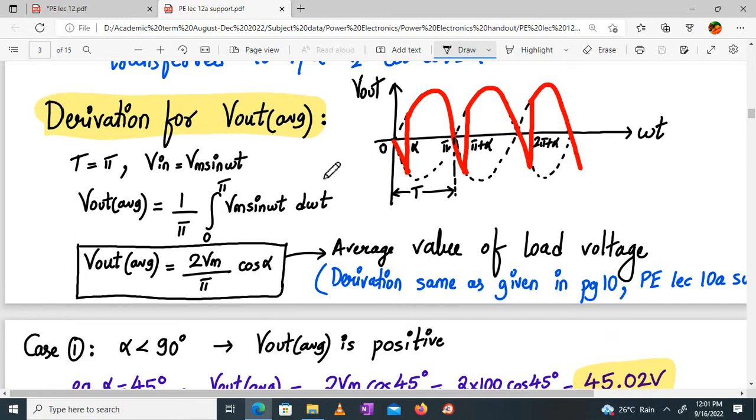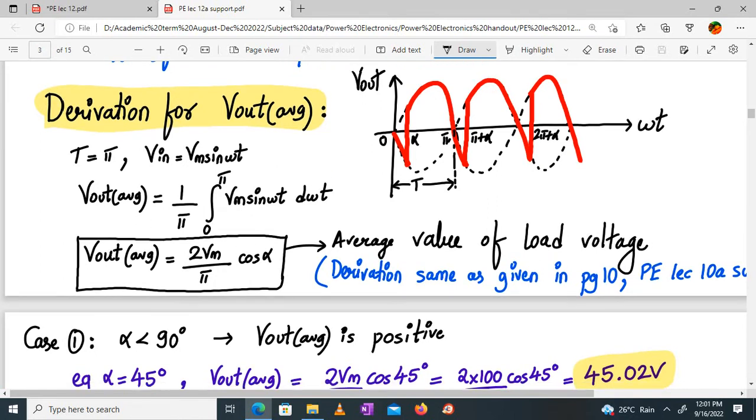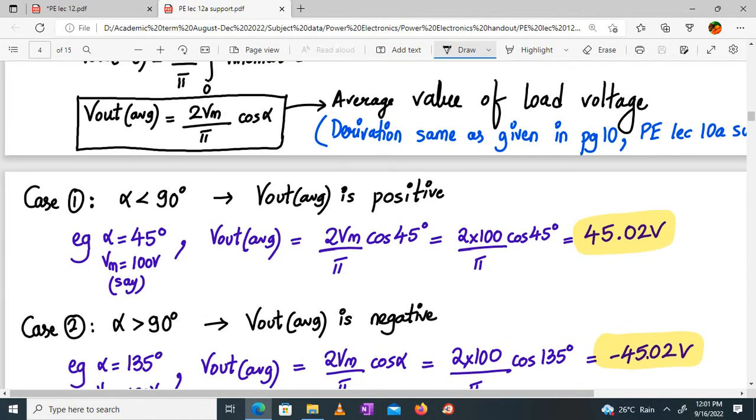So either you can have the interval going from 0 to pi or from alpha to pi plus alpha. It means the same, it is one period only. Now look carefully. If alpha is such that cos alpha is less than 90 degree, V out average will be positive.